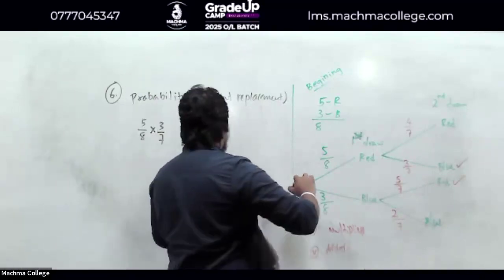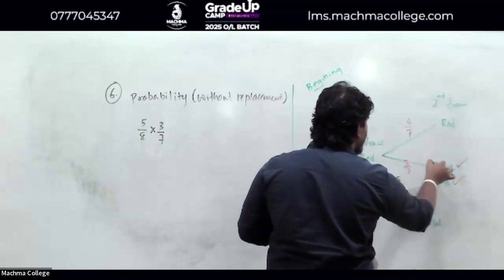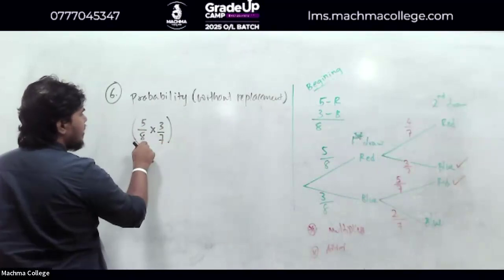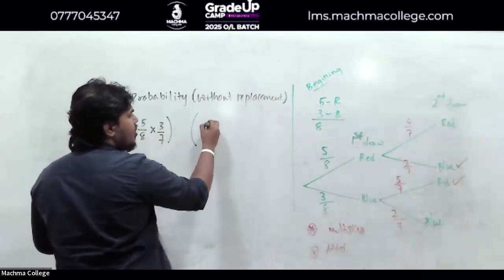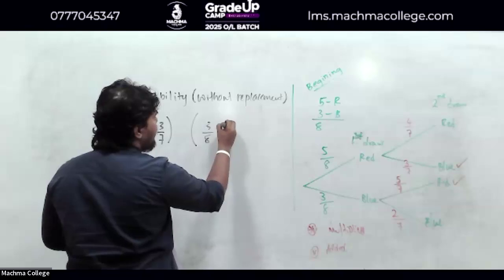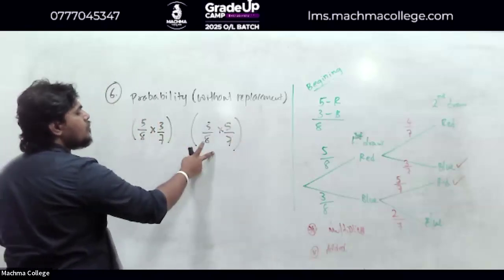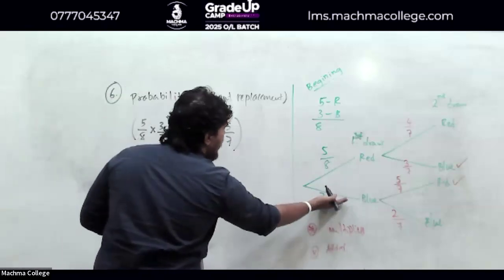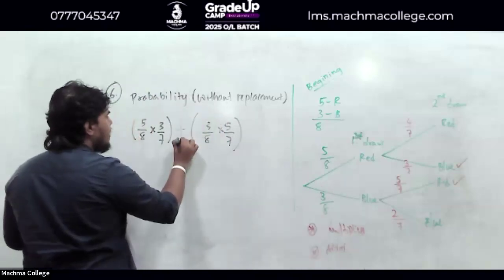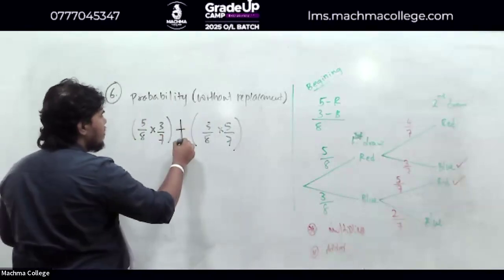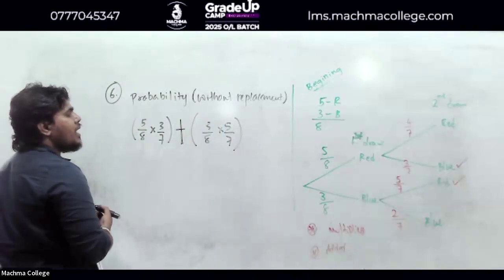This one here, 5/8, 3/7. Probabilities along the branch will be multiplied. The other one is 3/8 multiplied by 5/7. Probabilities along the branch will be multiplied. Probabilities among the branches will be added.